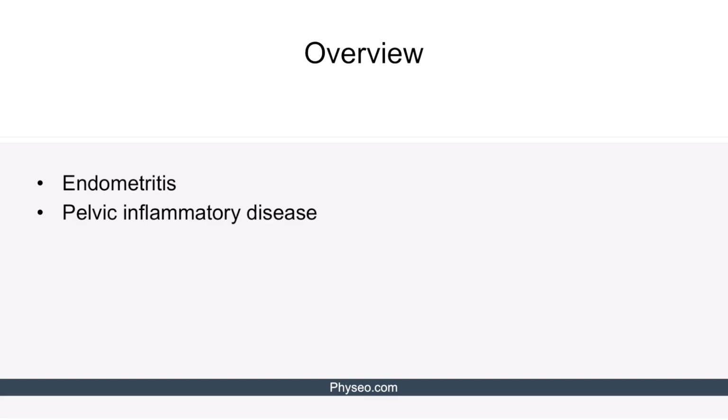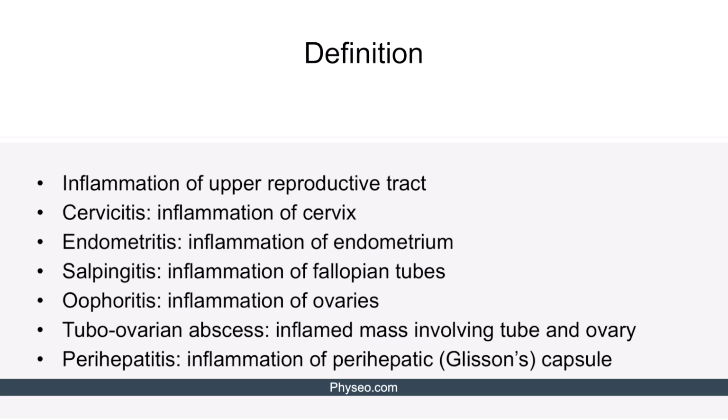Okay, now let's move on to discuss pelvic inflammatory disease, beginning again with the definition. Pelvic inflammatory disease, or PID, is defined as inflammation of the upper reproductive tract. Let's discuss the different components of PID and familiarize ourselves with the relevant terminology.